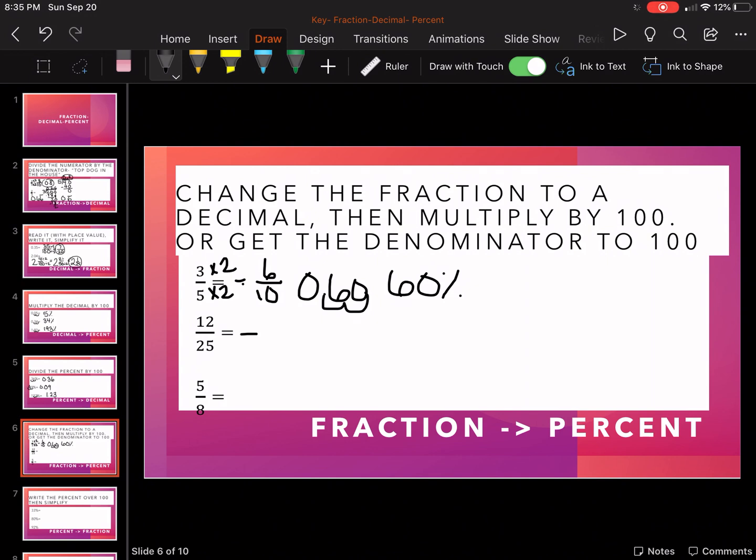This next one also can get to a denominator of 100, times 4, times 4. 12 times 4 gets me 48, so it is 48% because it's just out of 100.